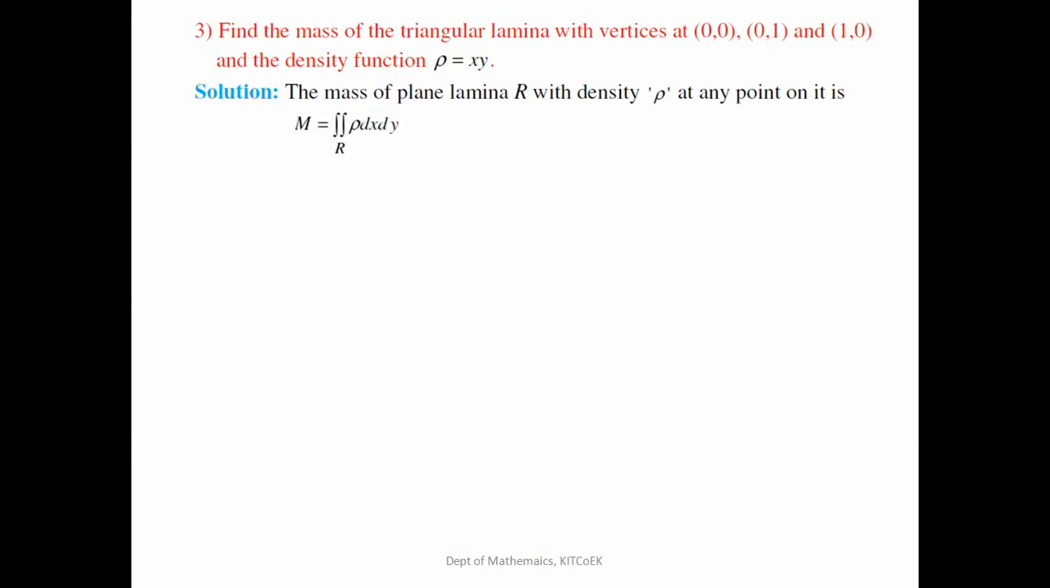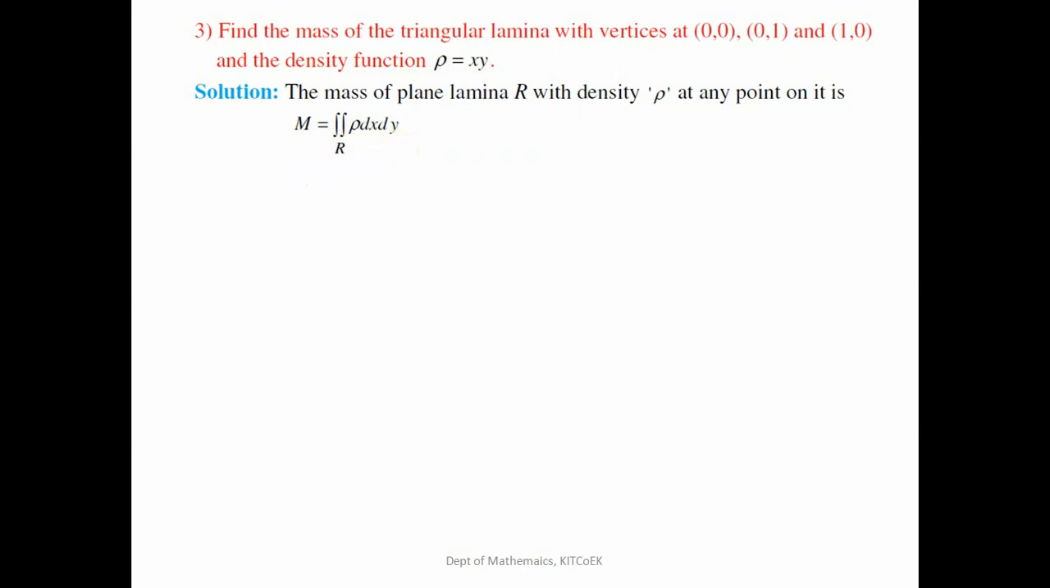Already the formula is known to us. The mass of a plane lamina R with density rho at any point on it is m equal to the double integration over R of rho dx dy. Here the value of rho is already known to us, it is given as x into y. To find the mass, we only need to evaluate this double integral over the region R. So for that, draw the rough sketch of that region.